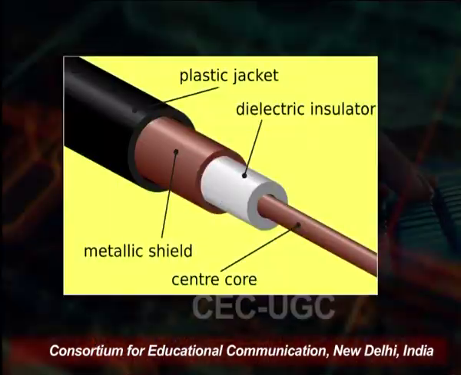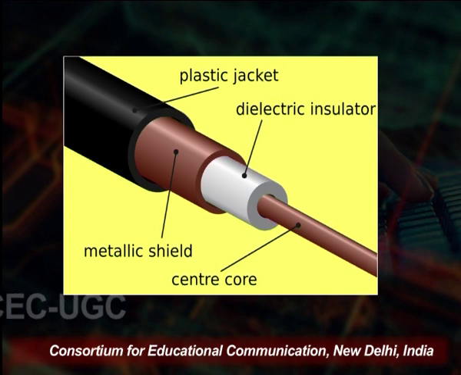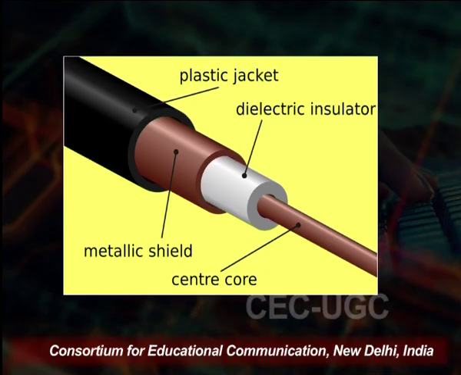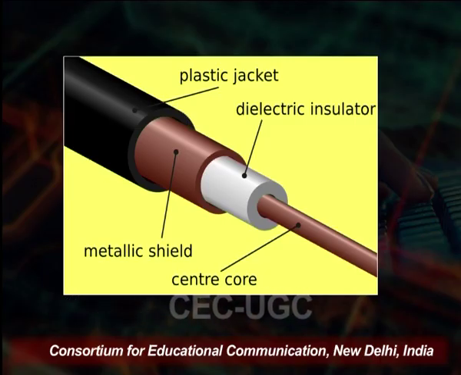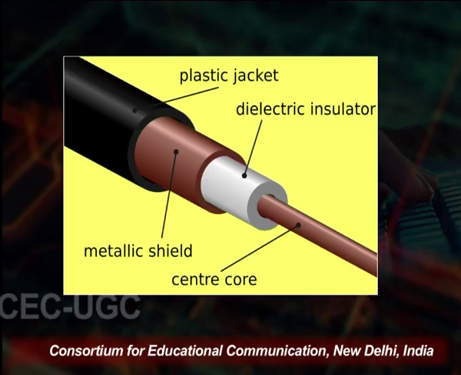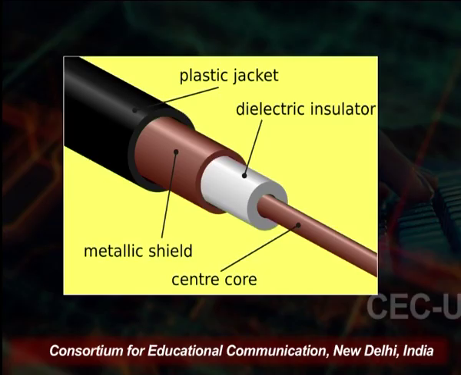Here is a figure in which you can see a central core on which we have a dielectric insulator, then there is a metallic sheath also, and then the whole assembly, as I have told you, is enclosed in a plastic jacket. So this is the internal figure of the coaxial cable.